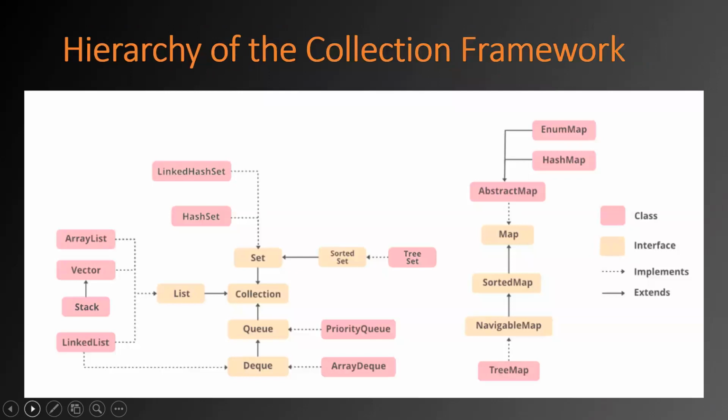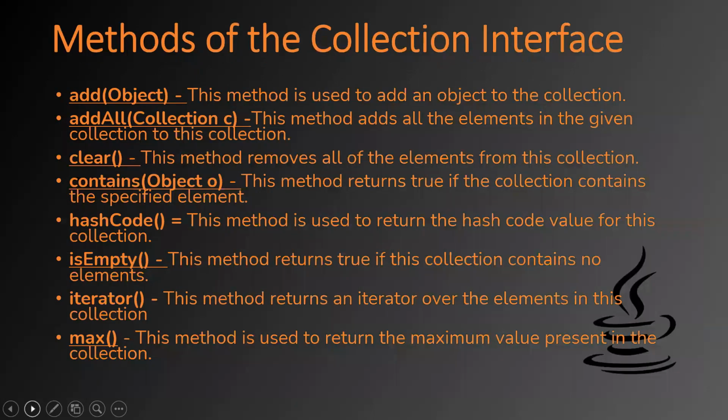Hierarchy of the collection framework. The yellow color represents the interface, and the pink color represents the classes associated with that interface. So we have collection with different types of interfaces, that is Set, SortedSet, List, Queue, Deque, Map, SortedMap, NavigableMap, and these interfaces have been associated with their own classes. Let's see more about that. Before we get into those, let's see the methods of the Collection interface.